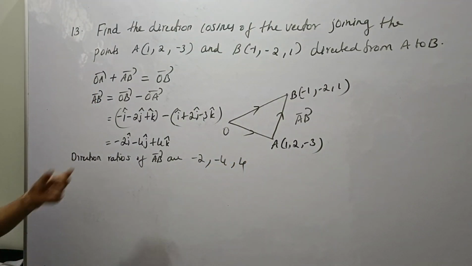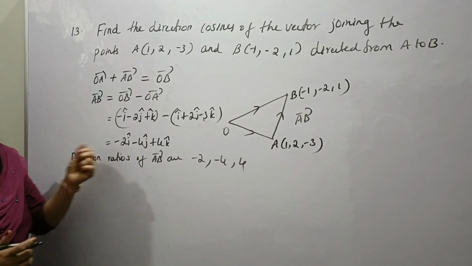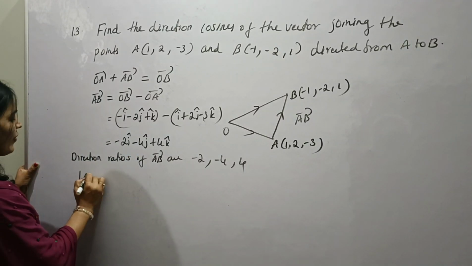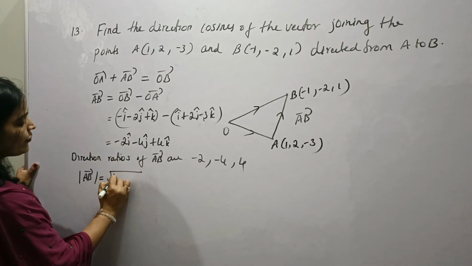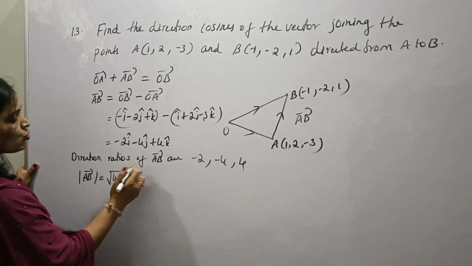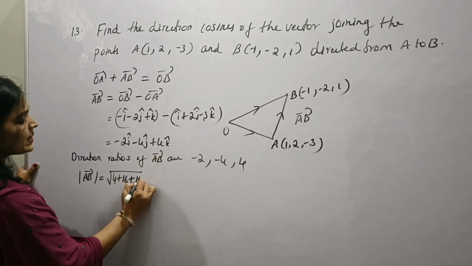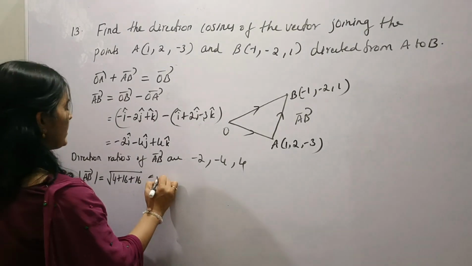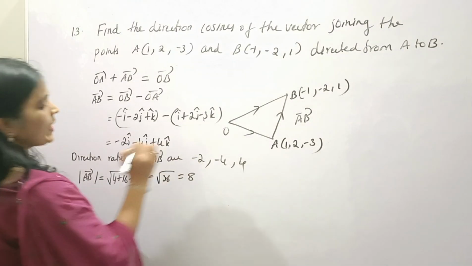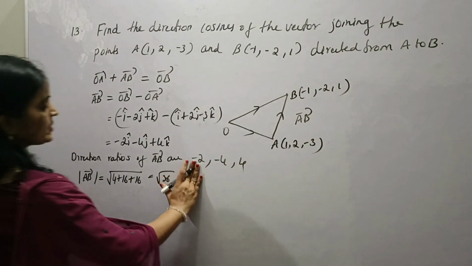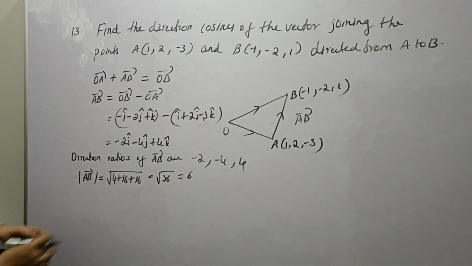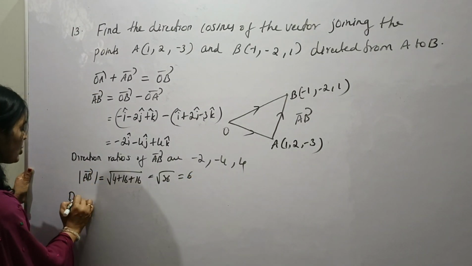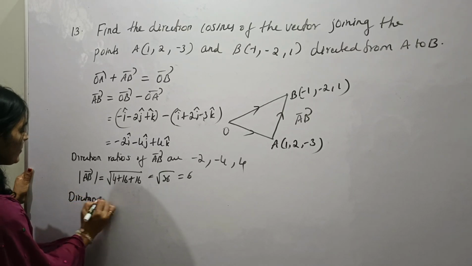Then we need to find its magnitude. That is, modulus of vector AB is equal to square root of (minus 2) square, 4, plus (minus 4) square, 16, plus 16, that is square root of 36 is 8. Sorry, 6. Right? Okay. Then after that we will write direction cosines of this vector.